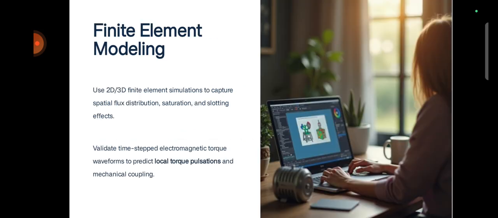Finite element modeling. Use 2D or 3D finite element simulations to capture spatial flux distribution, saturation, and slotting effects. Validate time-stepped electromagnetic torque waveforms to predict local torque pulsations and mechanical coupling.